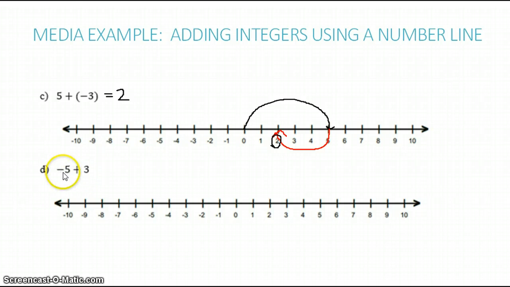For the next one, we start at negative 5. So we'll use red for that. So starting at 0, we go to negative 5, which takes us here. And notice positive 3 moves us 3 in the positive direction. So we want to use this piece, but starting from negative 5. So actually I'm going to go underneath 1, 2, 3 in the positive direction. And that takes us back to negative 2. So we have negative 5 plus 3 equals negative 2.